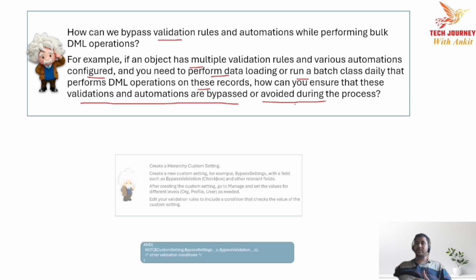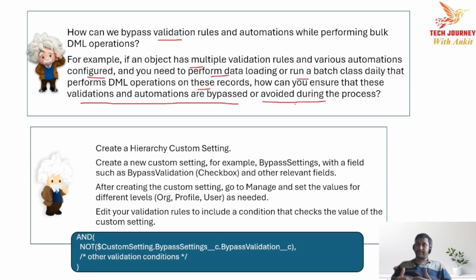I am choosing the approach of custom settings. You can also go for custom metadata as well. It's completely up to you what kind of approach you want to go for. In my approach, I want to go for a hierarchical custom setting. So I'll be creating a new custom setting here. Assume that the name of my custom setting is Bypass Settings, and in it I have one field named Bypass Validation of type checkbox.